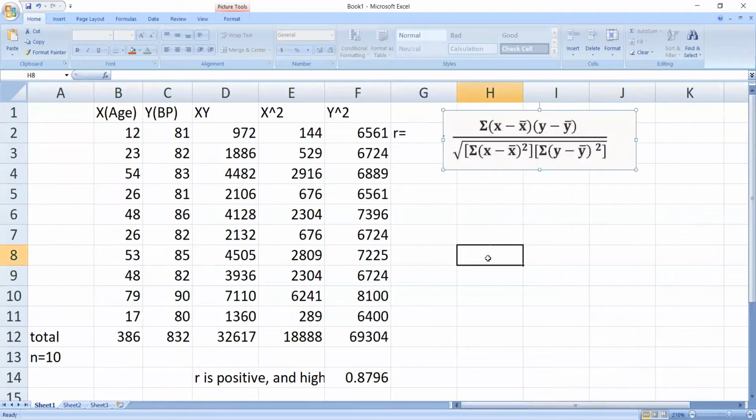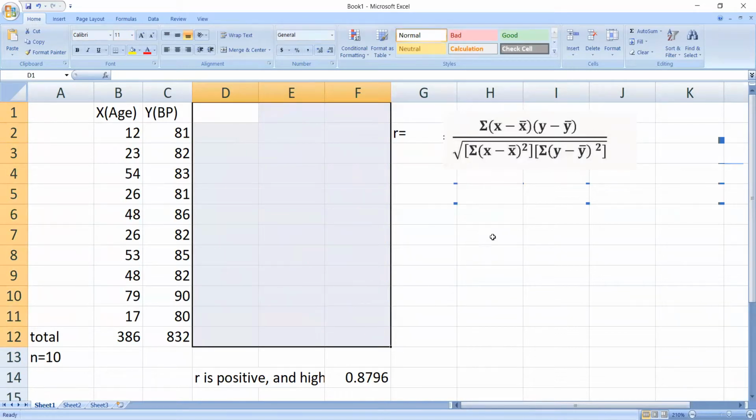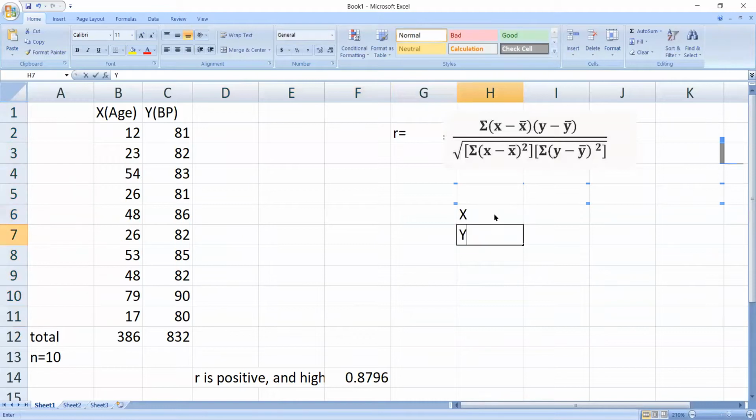One of the other methods of computing the correlation is by actually computing the mean. So these columns, x y, x square, y square, are not required. Now what I need is x bar as well as y bar. We know the formulas: x bar is sigma x by n, y bar is sigma y by n. So calculate them using your calculator. Total of x is 386, so the mean will be 386 by 10, which is 38.6, and total of y is 832. So the mean of y will be total divided by number of observations, 832 divided by 10, which is 83.2.